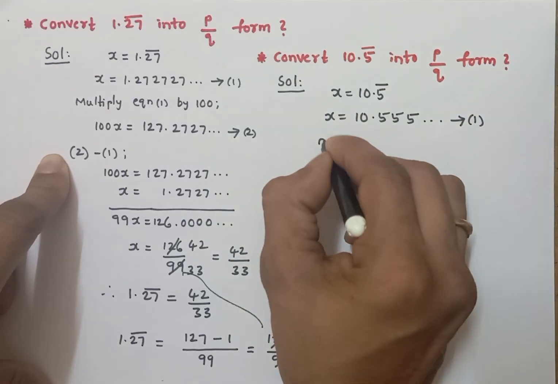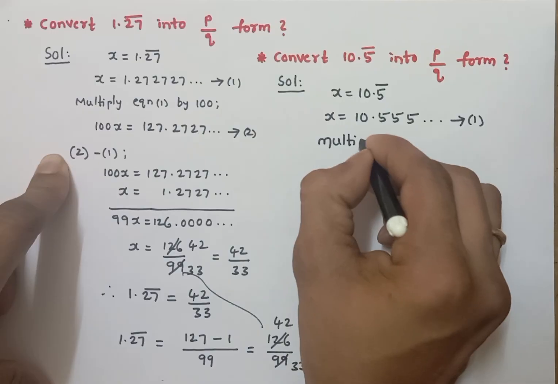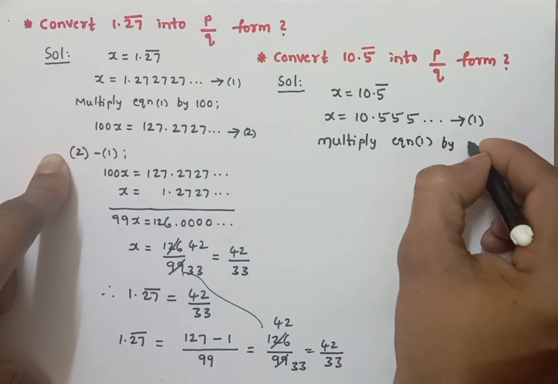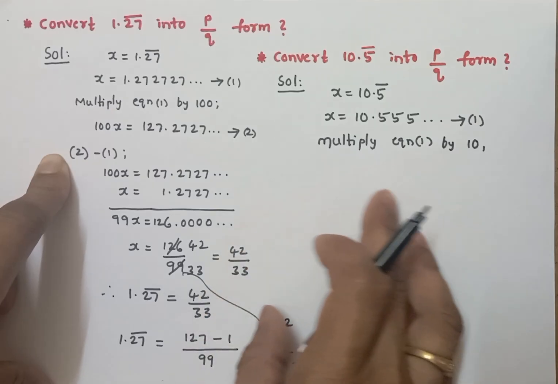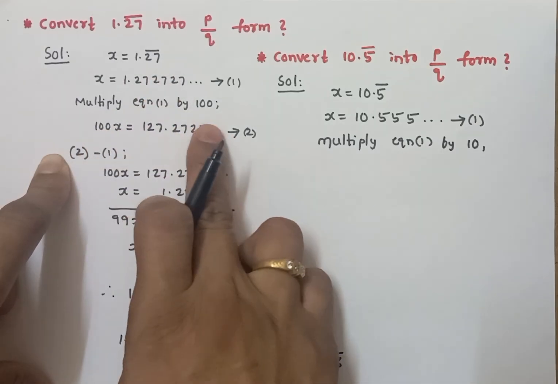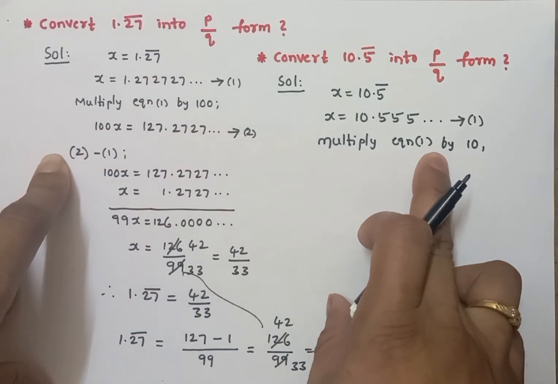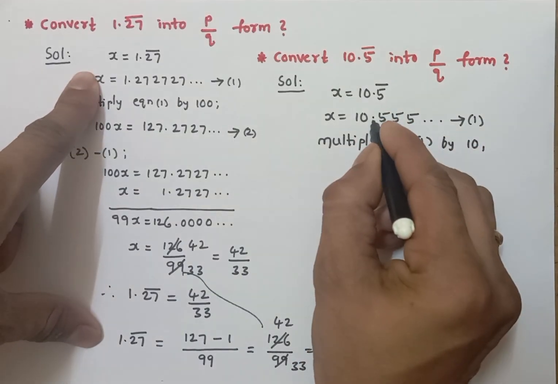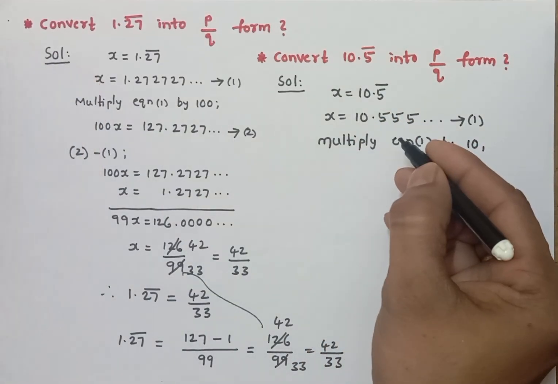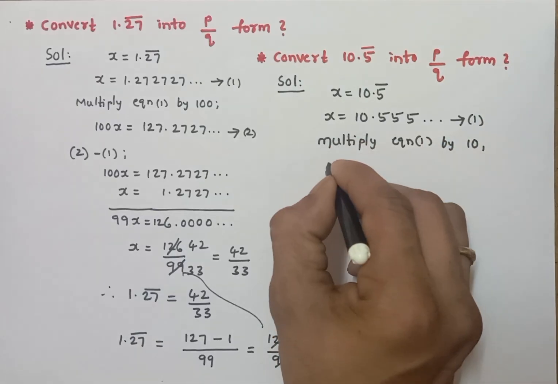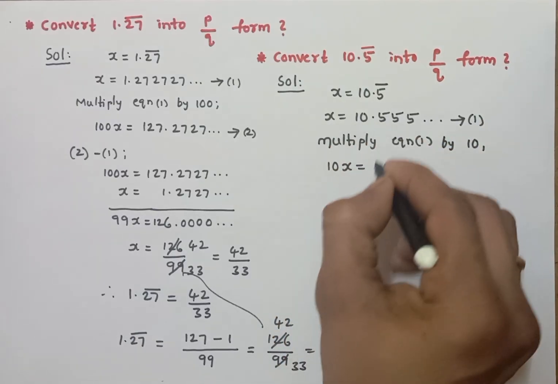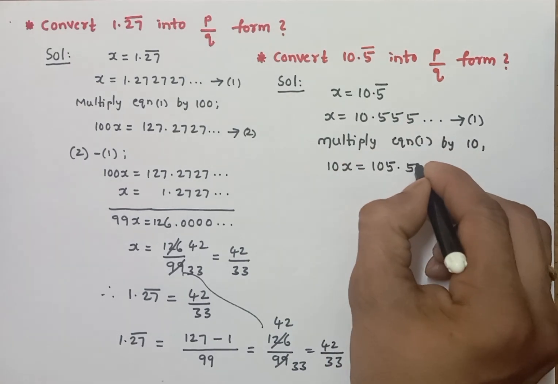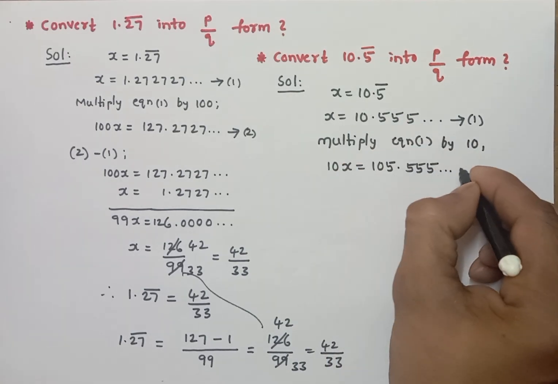Now what we have to do? Multiply equation 1 by 10. If the bar were for two digits, we would take 100, but since the bar is there for only one digit, we multiply with simple 10. The point will move one step to the right. So 10x = 105.555 and so on. This is equation 2.